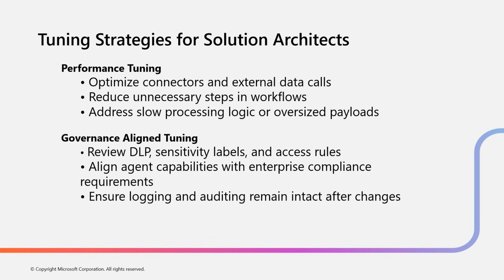For governance-aligned tuning, review your DLP policies, sensitivity labels, and access rules to ensure they match current business needs. Align agent capabilities with enterprise compliance requirements and critically ensure that logging and auditing remain intact after any changes you make.